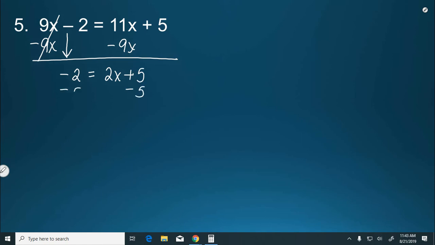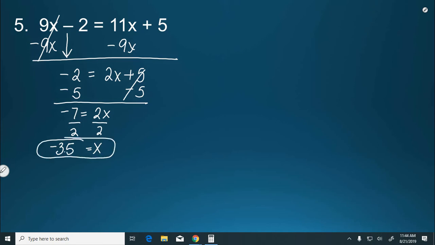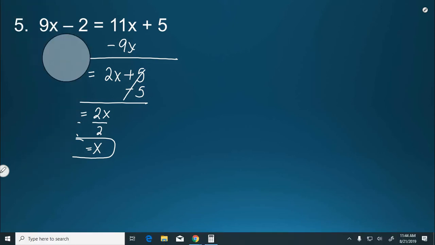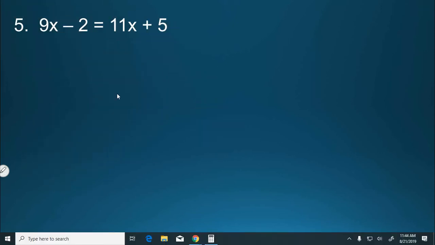So negative 2 equals 11 minus 9, which is 2x plus 5. Subtract 5. Negative 7 equals 2x. Divide by 2. And x equals negative 3.5. Done. Again, you could plug that back in if time is allowed to make sure that you got it correct. All right, let's go to the next problem.